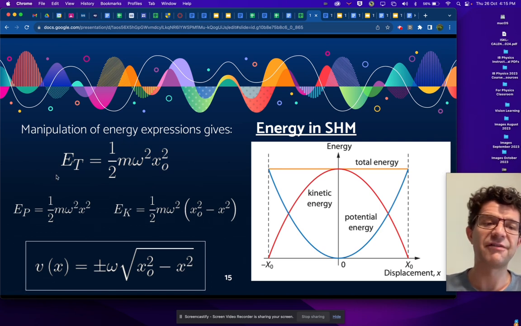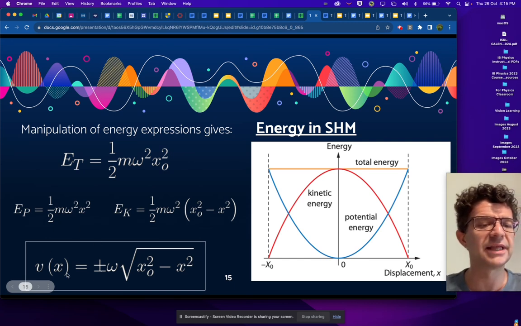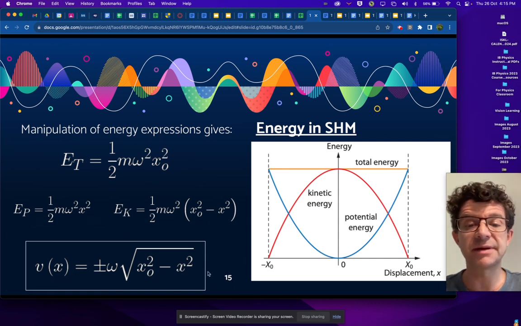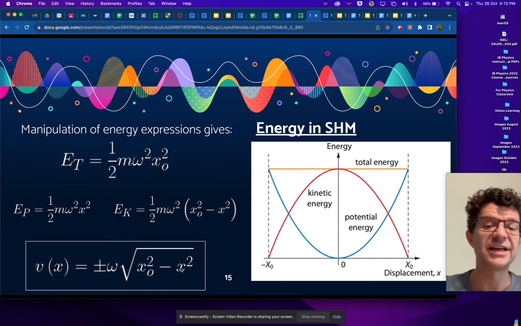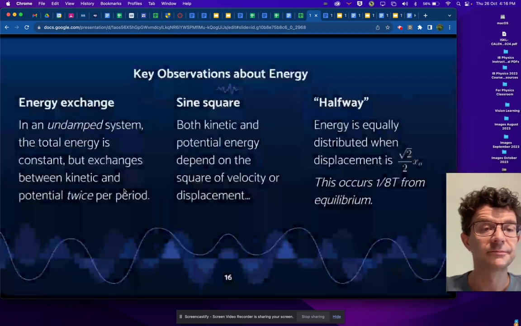And so we have a few expressions here. I believe this one is inside of the data booklet, not commonly used, but it's nice to have, relating the velocity at any point to the displacement. So that when we know we are displaced, say at half the maximum amplitude, we can find what the velocity is. So these are quadratic, and they all have a very similar form.